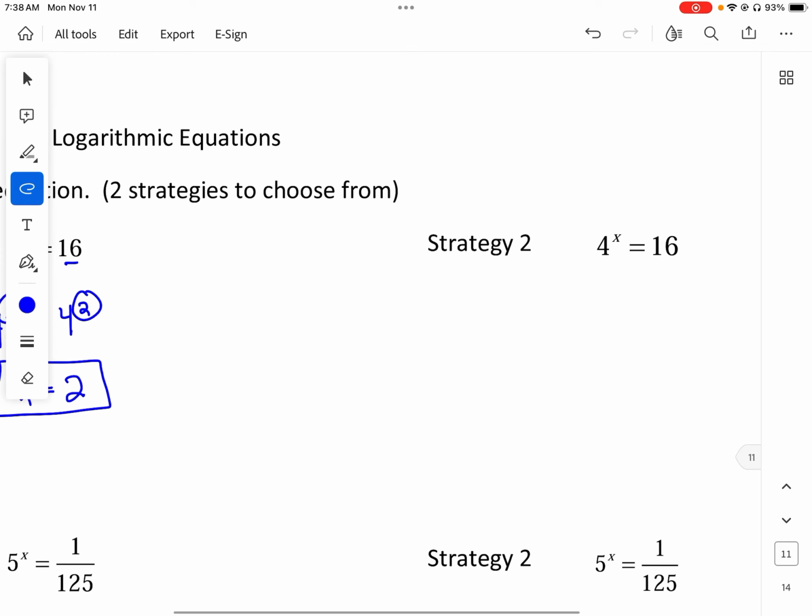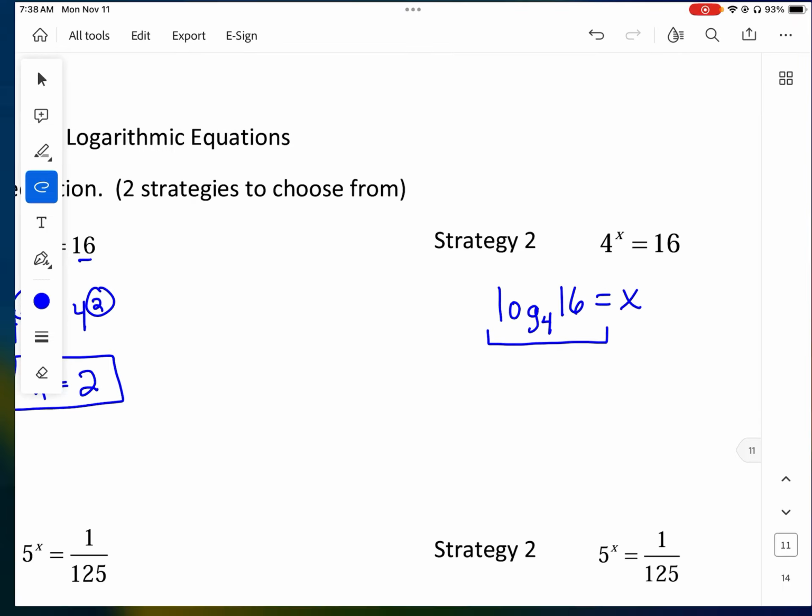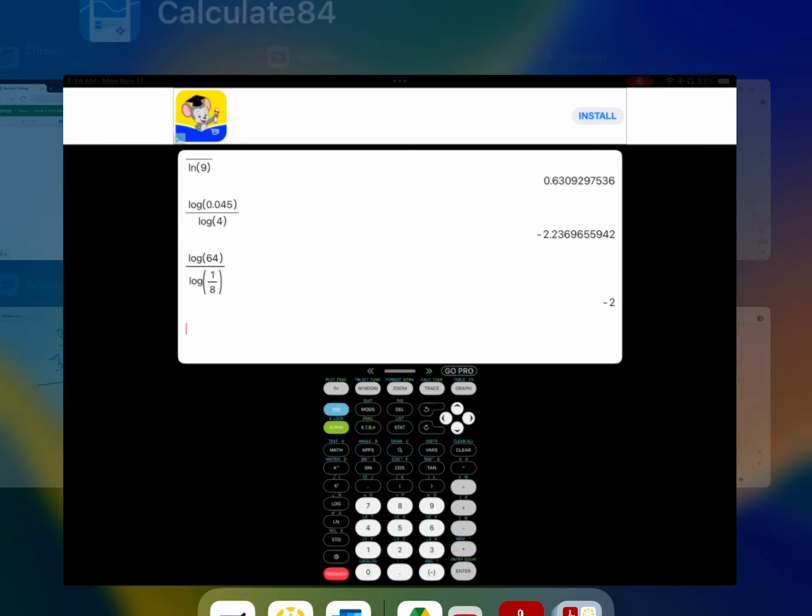Okay, strategy 2 would be to take the log of it. The inverse of 4 raised to the x equals 16 is log base 4 of 16 equals x. And I can actually put this into the calculator. Log base 4 of 16. So let's go to our calculator.